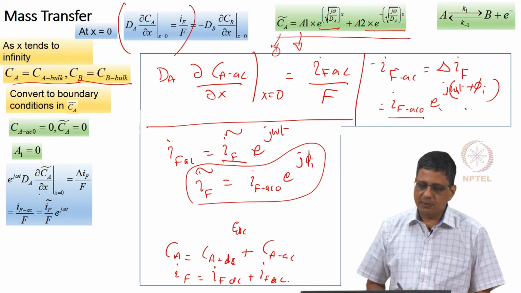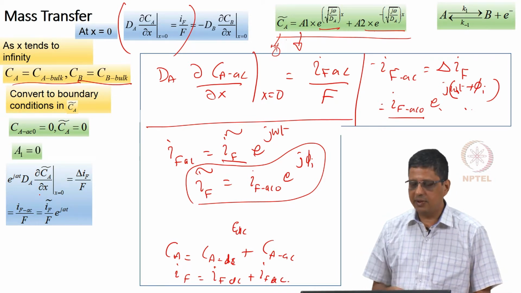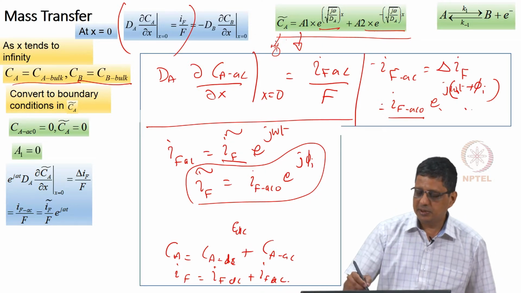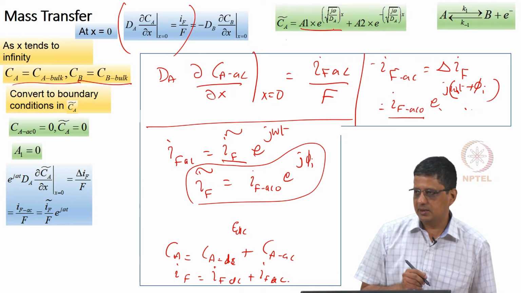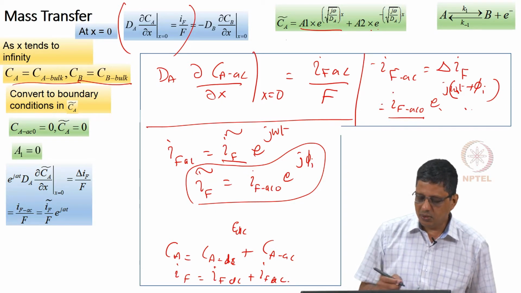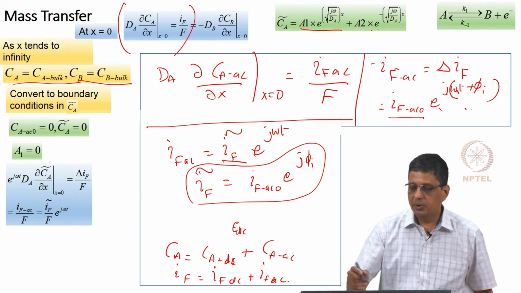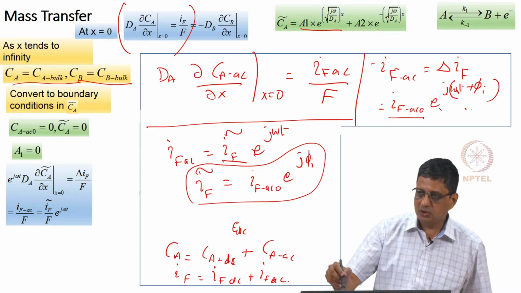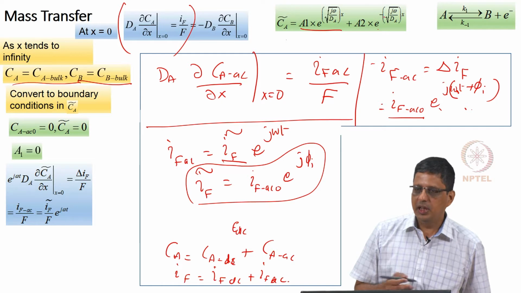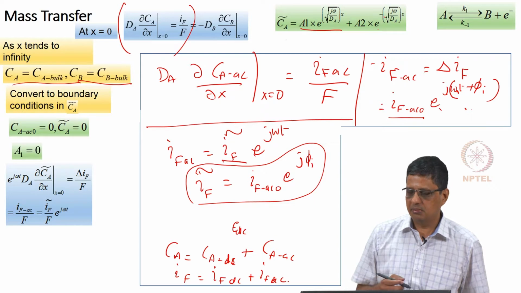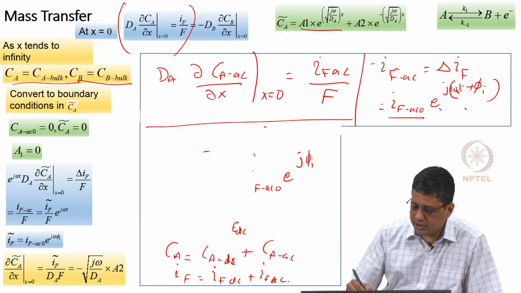So, you have an expression for Ca tilde, take the derivative of this with respect to x. We already know A1 is 0, therefore, we do not have to keep this. If we take the derivative here, what do we get? We would get A2 multiplied by minus square root of j omega by dA multiplied by e power mx. If you take the derivative with respect to x, you will get m multiplied by e power mx. So, I want to take the derivative and substitute it there.